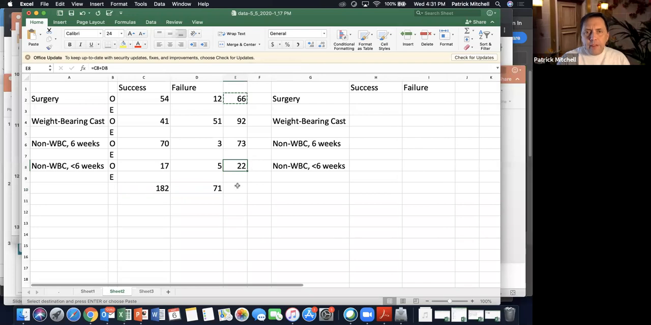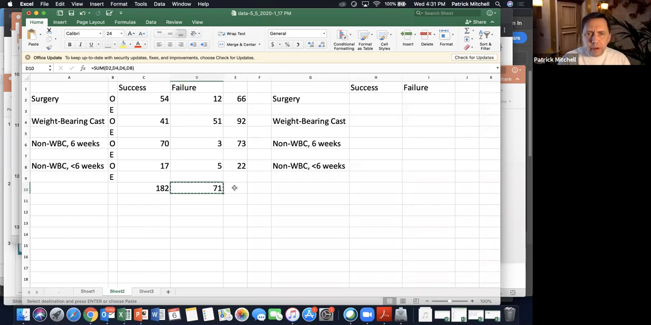And then for the grand total, I think I can just copy this formula over here because then it's going to add up these 4 cells. So there's the 66, the 182, and the 253 that you saw before. The next thing I'm going to do is put in my expected frequencies.